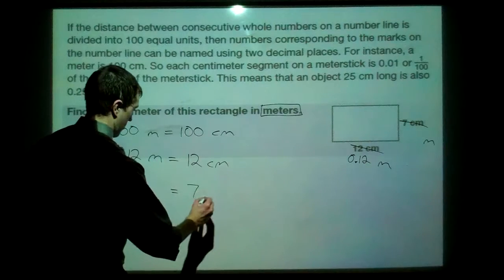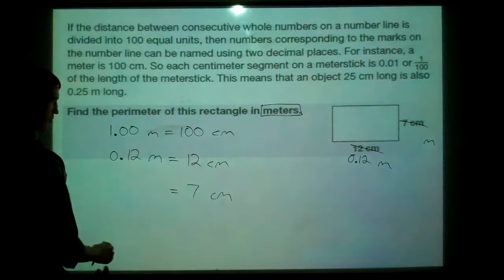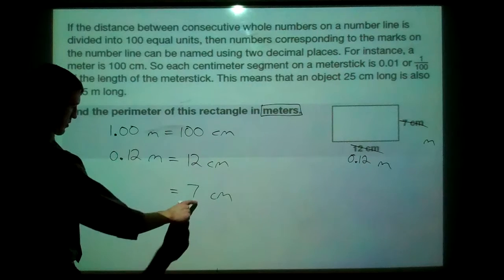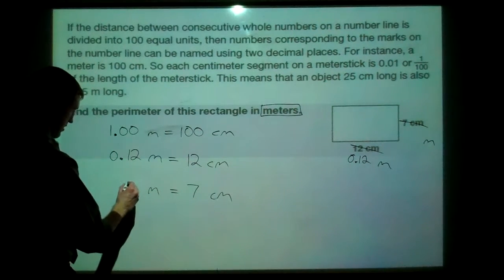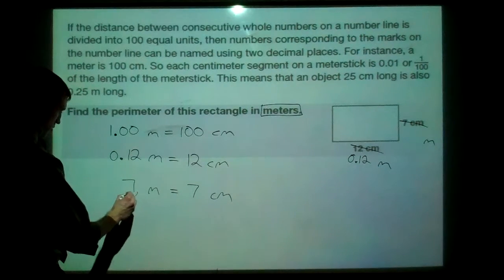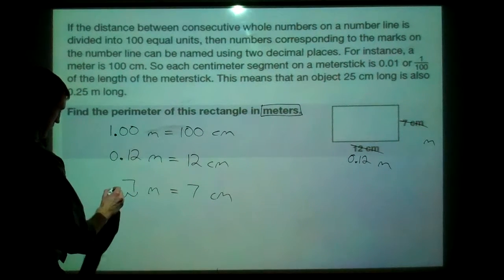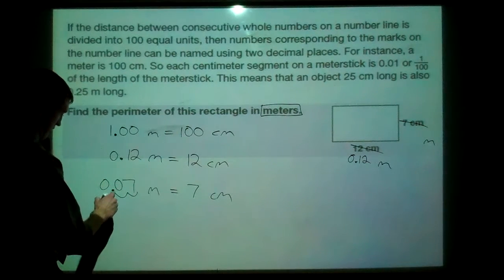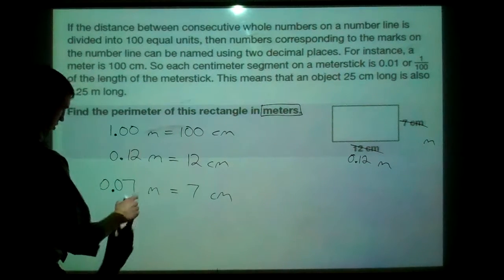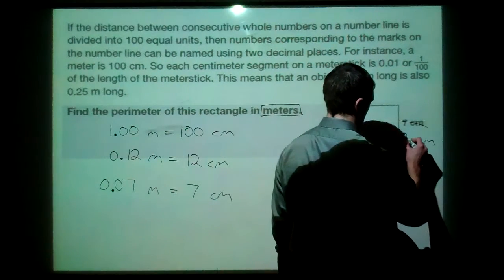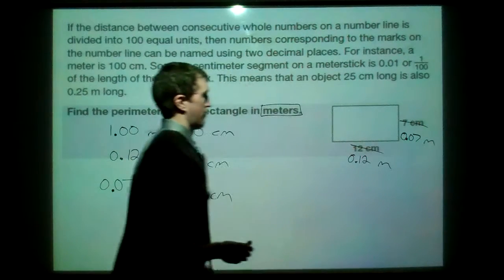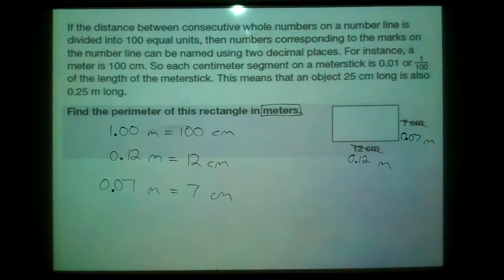Alright, so 7 centimeters. Remember we moved our decimal over 2 spots, so we're going to go 1, 2. So let's see here, we want meters. And 7, so 1, 2. Now we want the perimeter, and all we would have to do at this point is add up all of our sides.